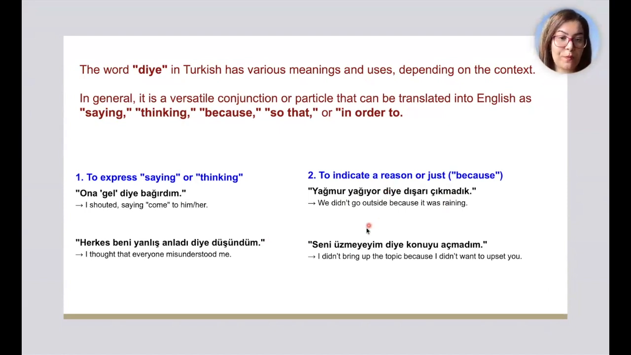We didn't go out. Seni üzmeyeyim diye konuyu açmadım. I didn't bring up the topic, because I didn't want to upset you. See, it doesn't change the meaning of the sentence. It doesn't have that specific meaning. It depends on the context.